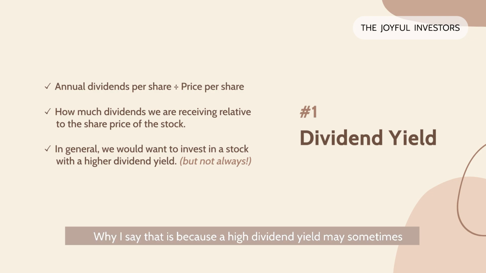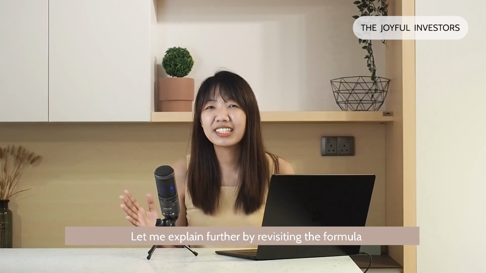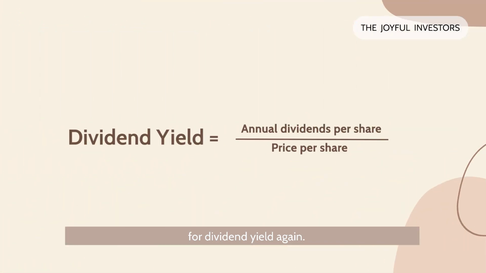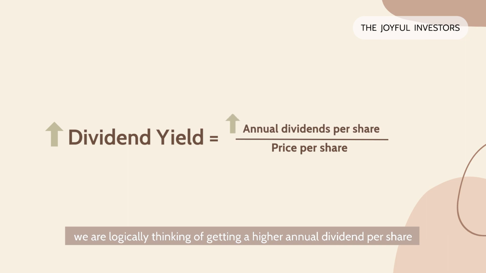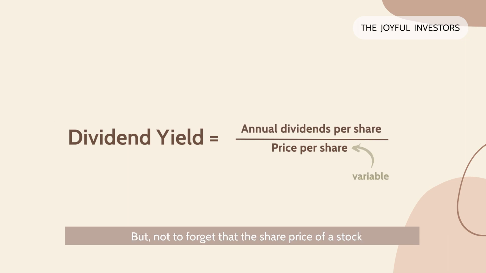Why I say that is because a high dividend yield may sometimes occur due to falling share prices, creating a dividend yield trap. Let me explain further by revisiting the formula for dividend yield again. If we look at the formula, when we say we want a higher dividend yield, we're actually logically thinking of getting a higher annual dividend per share so that the resultant dividend yield is higher. Yes, if the high dividend yield is due to a high dividend per share, then that would be favorable for investors. But not to forget that the share price of a stock is also a variable in this formula.